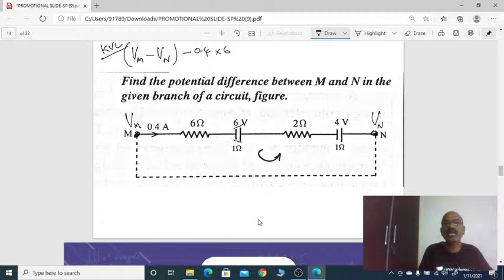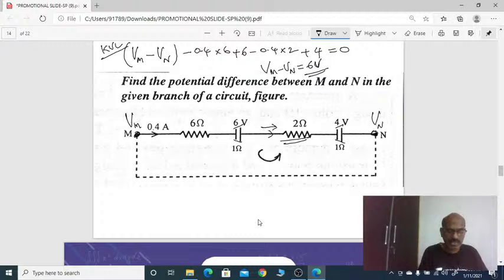Here there is increasing potential, plus 6. Again in the same direction, the current is the same 0.4, the same current flows here also. So minus 0.4 into 2, current into resistance. Again here there is an increase in potential, so plus 4. That equals 0. You simplify this and you will get Vm minus Vn equal to 6 volt.